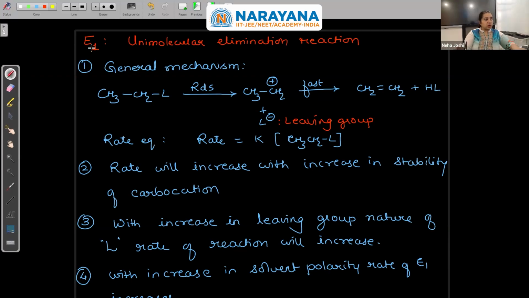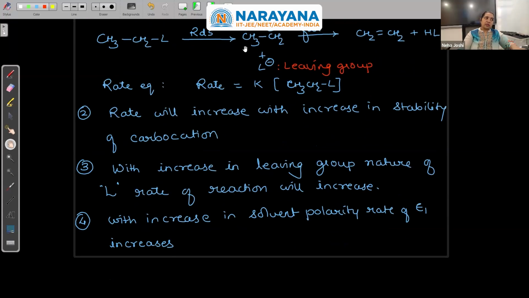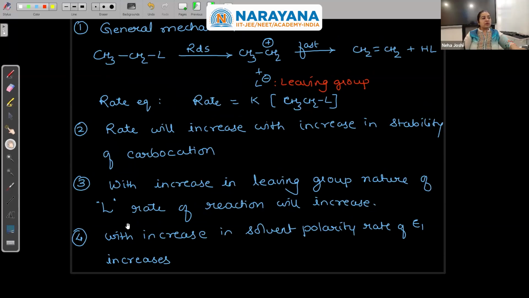Now E1. E1 is a unimolecular elimination reaction: 1 is unimolecular, E is elimination. When I say unimolecular, the general points I hope all of you are aware of: the RDS is carbocation formation, and then the H is lost. L is the leaving group. The rate equation is rate proportional to [CH3CH2L]. Rate will increase with increase in stability of the carbocation. With increase in leaving group nature of L, the rate of reaction will increase. The faster this group leaves, the faster the reaction.